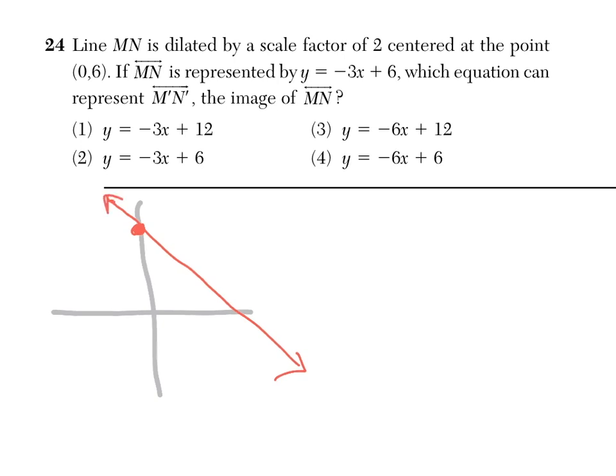So that's MN. It says if line MN is dilated by a scale factor of 2 centered at the point on the line, which it is, what is it going to look like? Well, a dilation of a line centered on a point on the line results in the same line. So this isn't going to change. It's not going to shift. So it's going to be the same equation, y equals negative 3x plus 6. Is that an option? In fact, it is. It is option number 2. That is the correct answer.